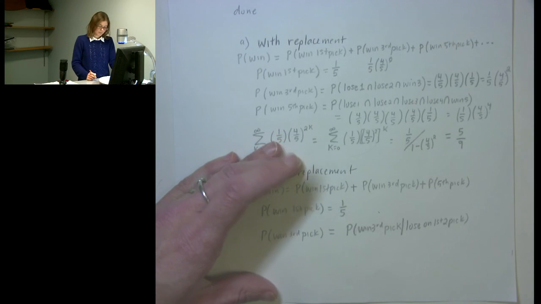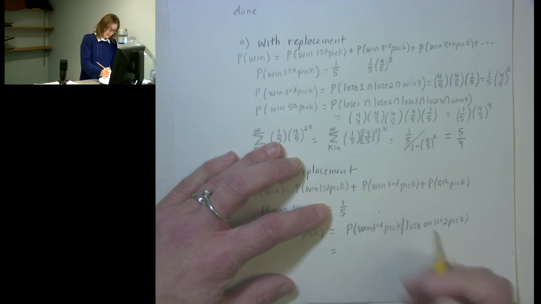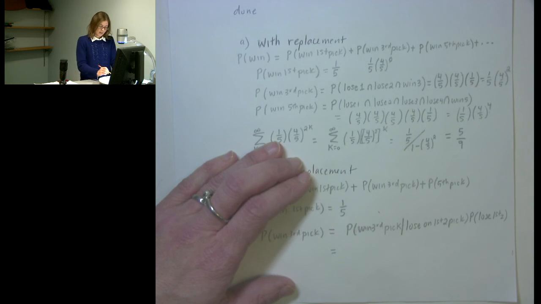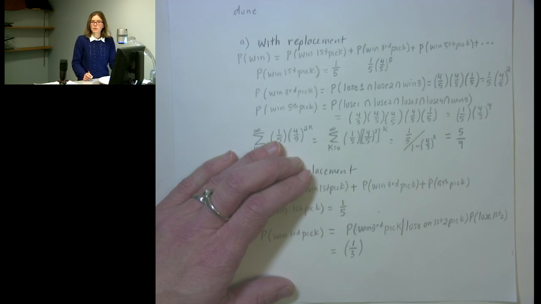Right? Times the probability of losing on the first two. Right? So given that we've lost on the first two, that would mean that there are 3 balls left, right? Because two of the losers have been taken out. So there'd be a 1/3 chance of picking the winner, given that the first 2 are losers. Now we need to figure out the probability of losing on the first 2.